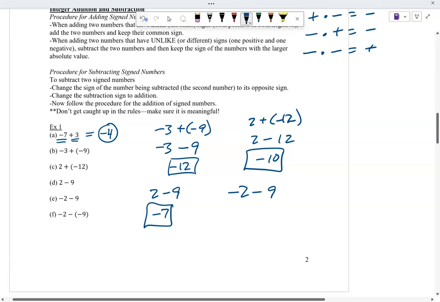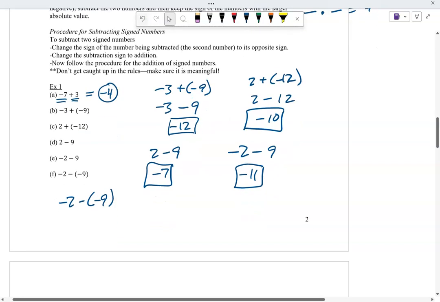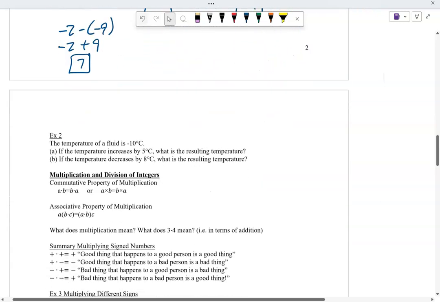-2 minus 9, they have the same sign, sum. I'm in debt $2. I'm going in more debt, $9. Now I'm in debt $11. And finally, -2 minus a -9. I'm going to clean up the double sign there. Negative times a negative is a positive. I'm in debt $2 and I'm paying off $9. -2 plus 9 is 7. I'm in the plus $7.